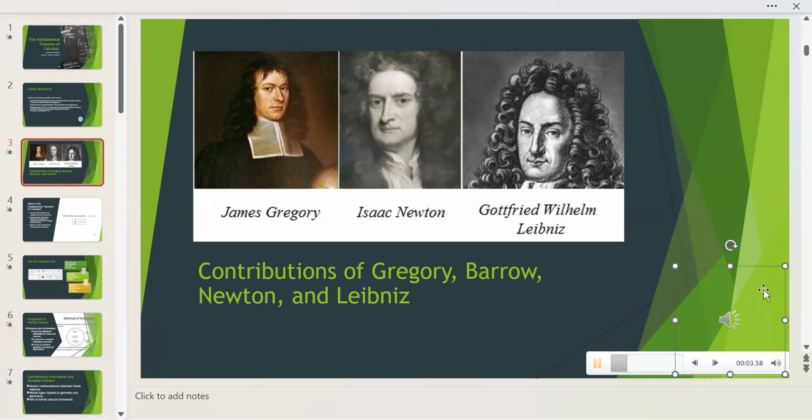So, some key contributors of the FTC, or fundamental theorem of calculus, we have James Gregory, Newton, Leibniz, and we also have Barlow.